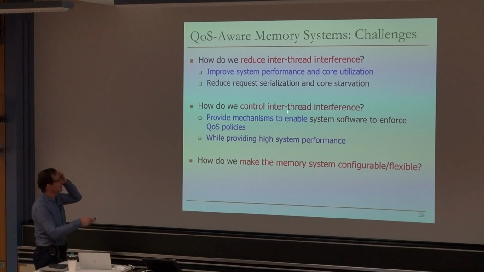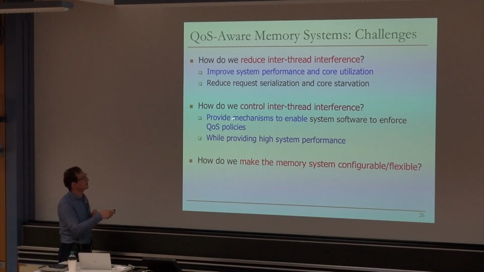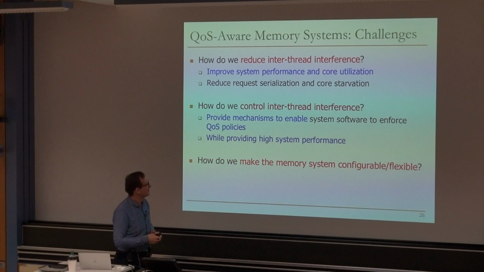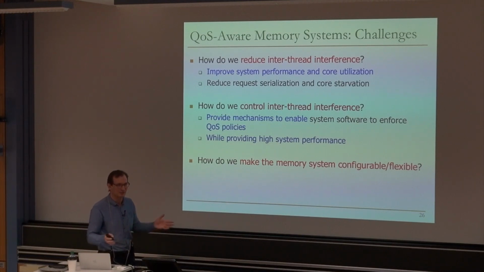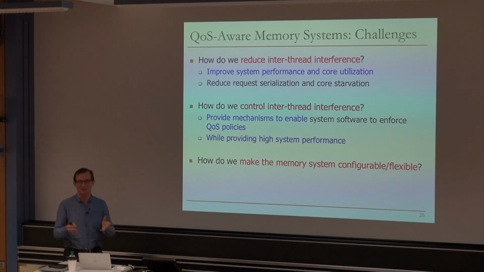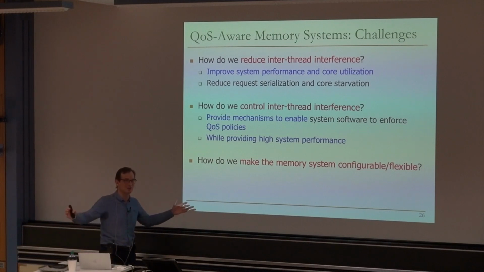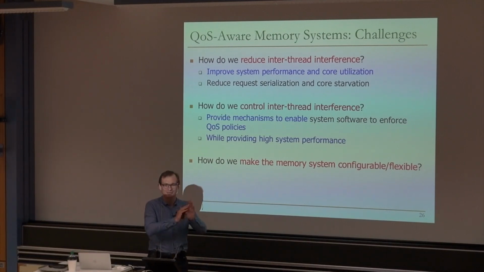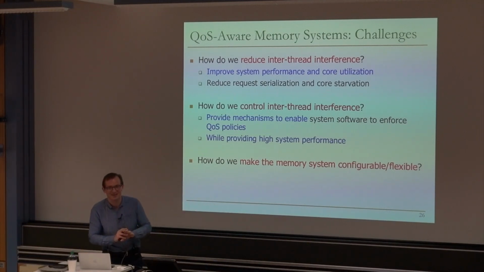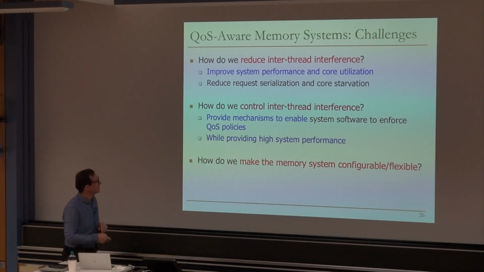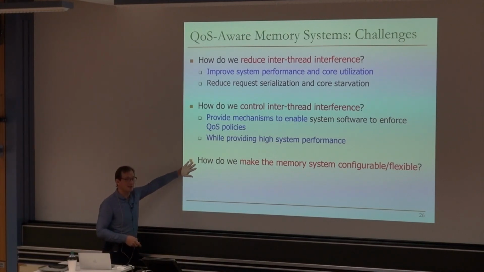Okay, so basically we need to have mechanisms to control inter-thread interference such that the software can provide quality of service policies. Of course, we want to provide high system performance when we do that, right? One policy could be what we have today. If the software wants to enforce quality of service policies, you have 1,000 cores, but you run the application only in 1 core and don't utilize anything else. That's a terrible solution.